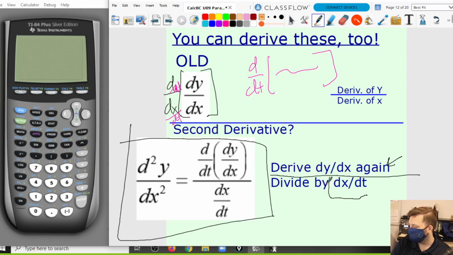This looks really confusing. I remember it this way: derive dy/dx again on top. Just derive that original thing. Oh, no, you derive it by dt and then divide it by another dx/dt.